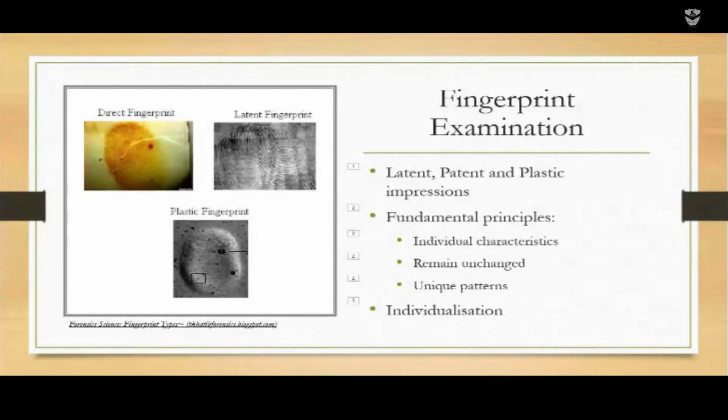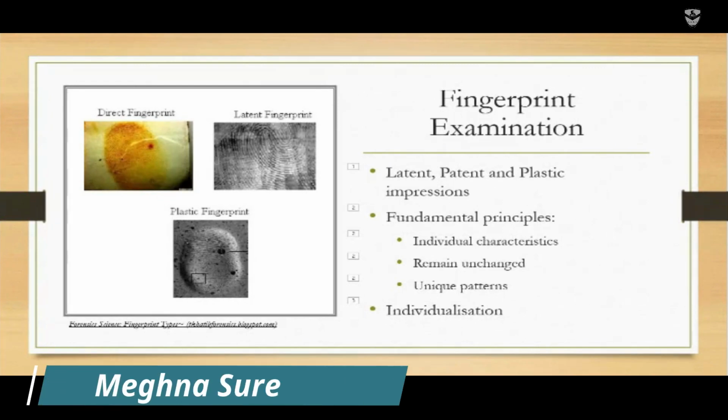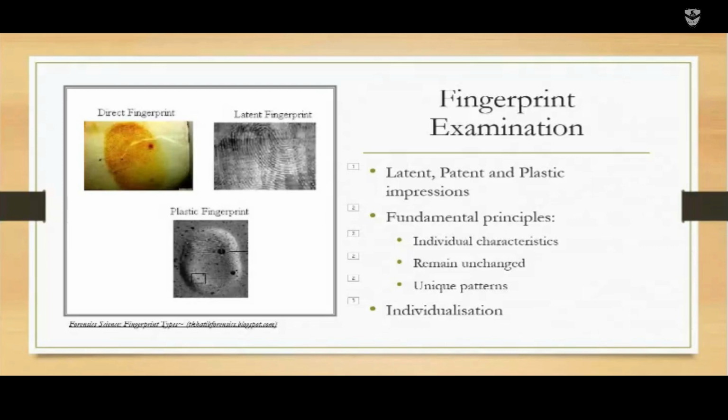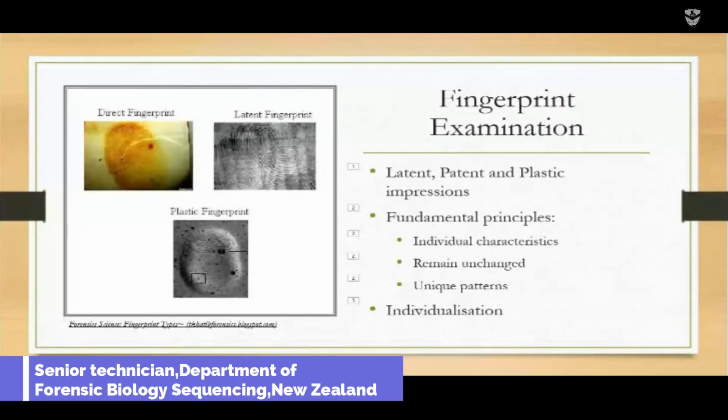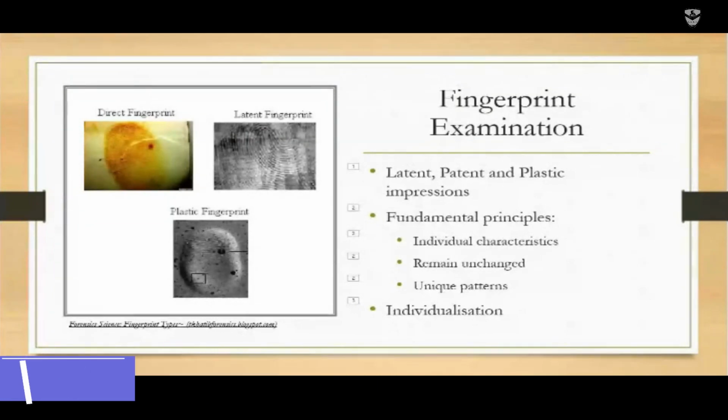And then the third one is unique patterns. Specific to human beings, we have 4 unique patterns of fingerprints, and those patterns are only specific to human beings. So it is easy to say that a print is not from any other animal, it's just from humans. So these are the 3 main principles, and that makes fingerprint impressions highly significant for forensic analysis.